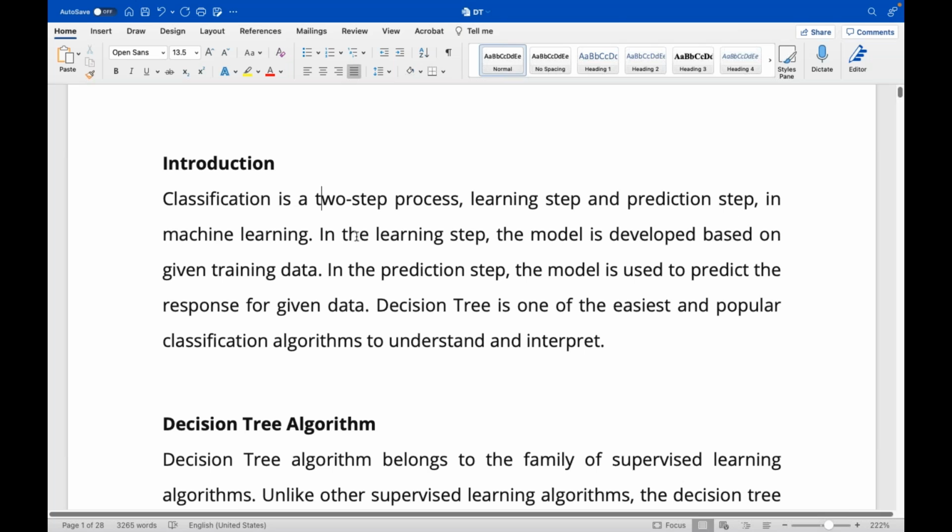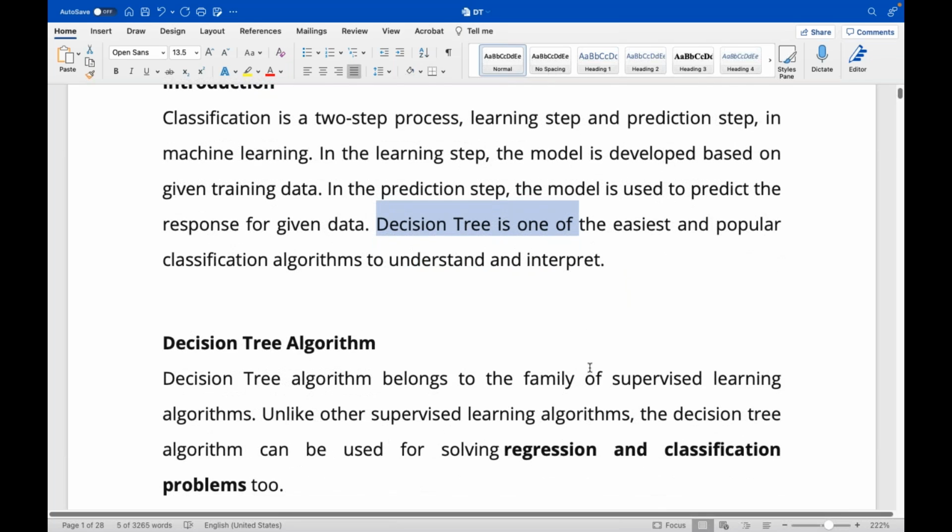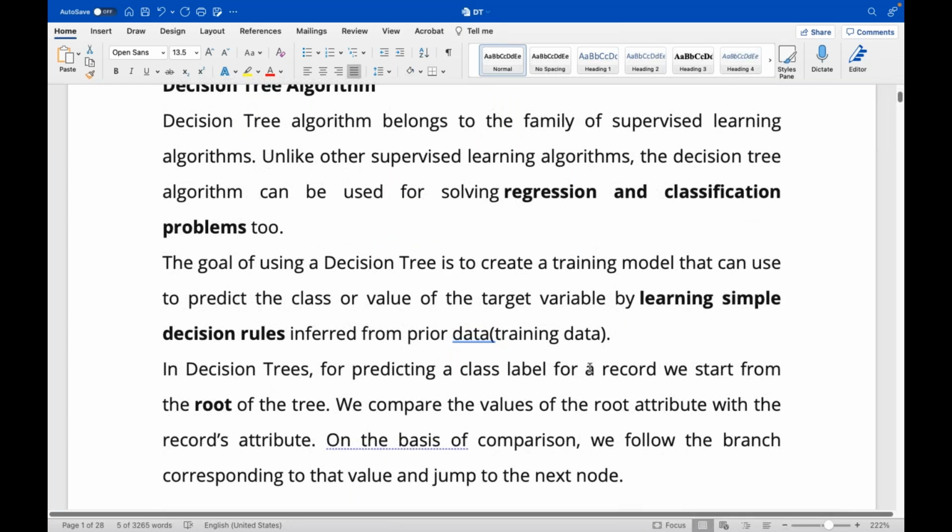In machine learning, in the learning step, we create the model with the help of some training data. That is the step for learning. After you learn and create the model, it can be used for prediction on any kind of new data. That is the second step. The decision tree is one of the easiest and most popular classification algorithms, and we can go for understanding this algorithm here.